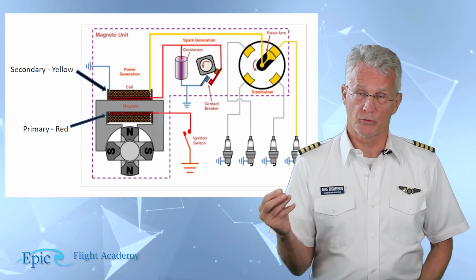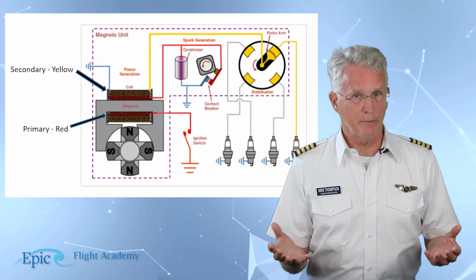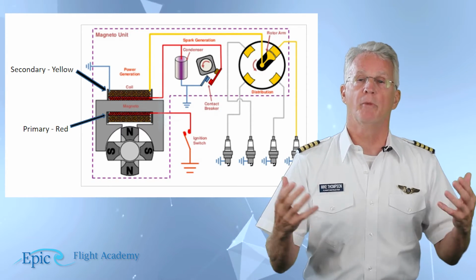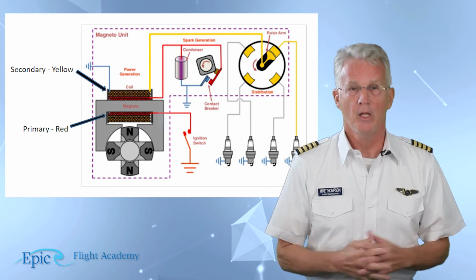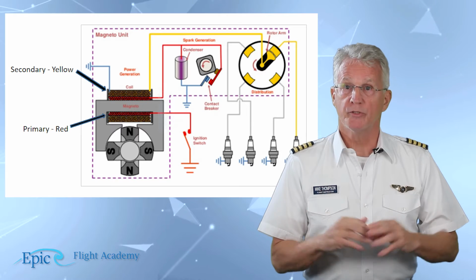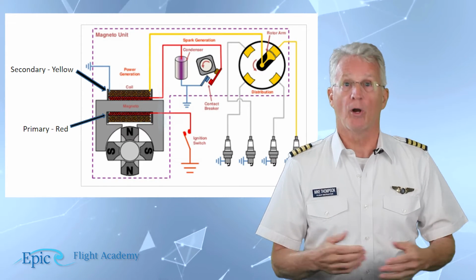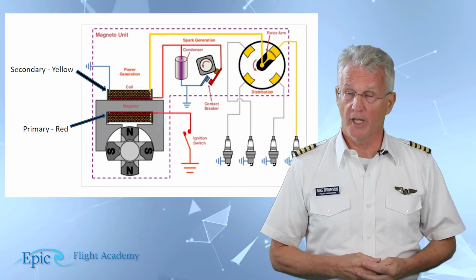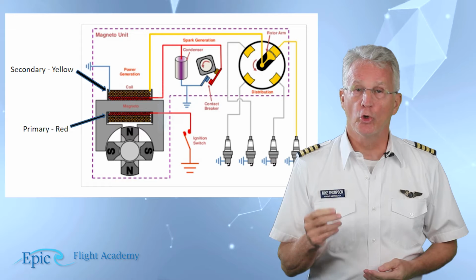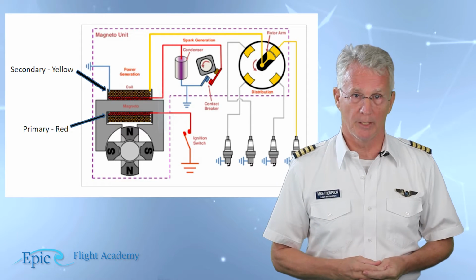Closing the ignition switch grounds the primary coil, and this disables the magneto. In other words, closing the ignition switch turns the magneto off. Turning the ignition on opens this circuit and ungrounds the primary coil, and the mag is hot. Hot means it could create a spark if the magneto is rotated.